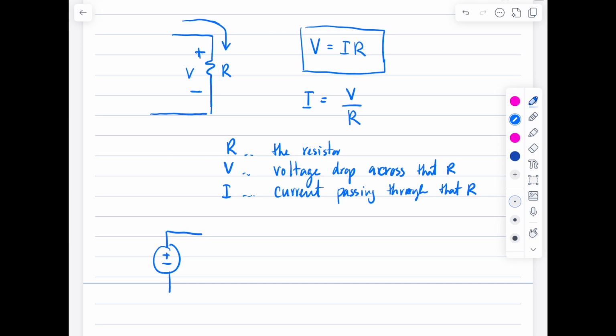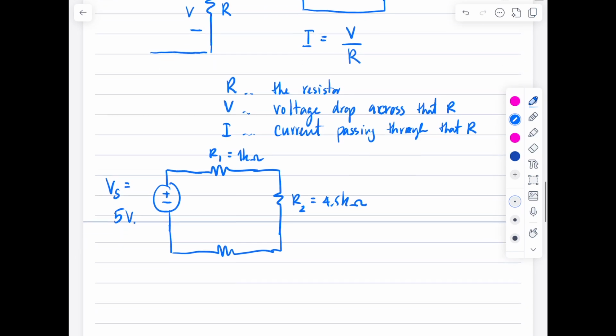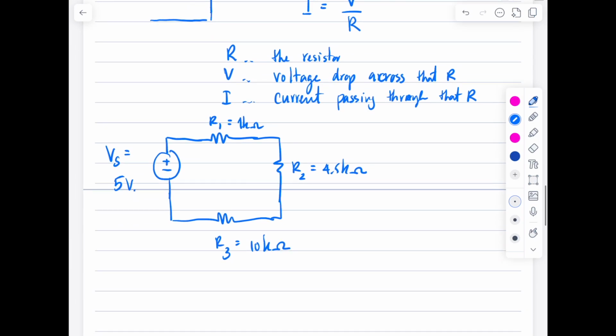Now, if we put a voltage source into a circuit, let's say that in this case we have 3 resistors connected in series, and the value of the voltage source is 5 volt. You have R1, which will be equal to 1 k ohms, R2 equal to 4.5 k ohms, and R3 equal to 10 k ohms. Well, the circuit is called a closed circuit, a complete circuit.